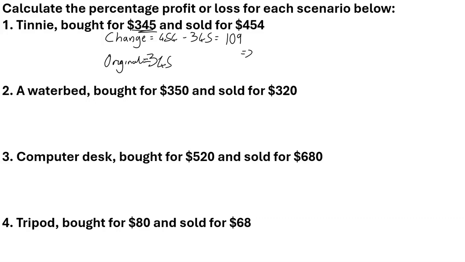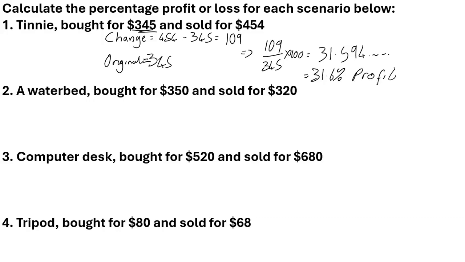So I then say, fine, what I'm going to do, my percentage change is going to be 109 divided by the 345 multiplied by 100. If I do that, what I'm going to get is 31.594 and then a spiel of stuff. So that's going to then give me a 31.6%, and in this case it's gone up, so it's going to be a profit.